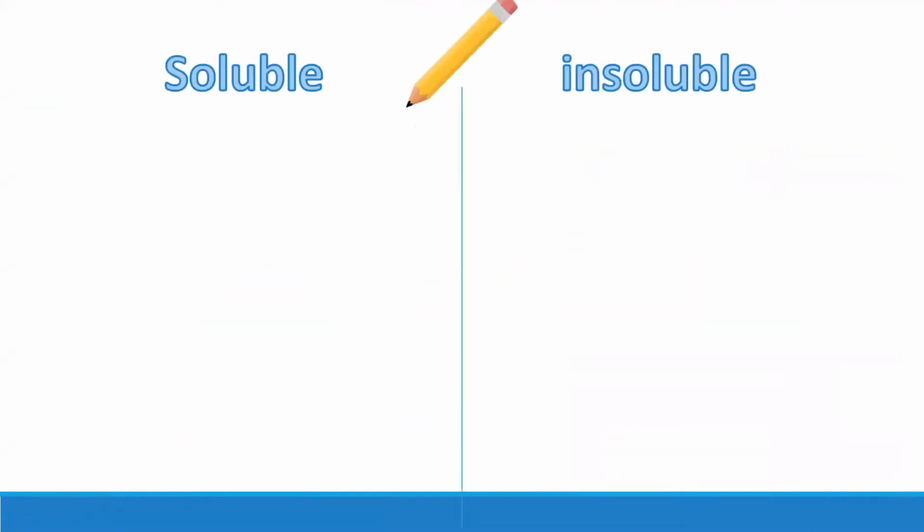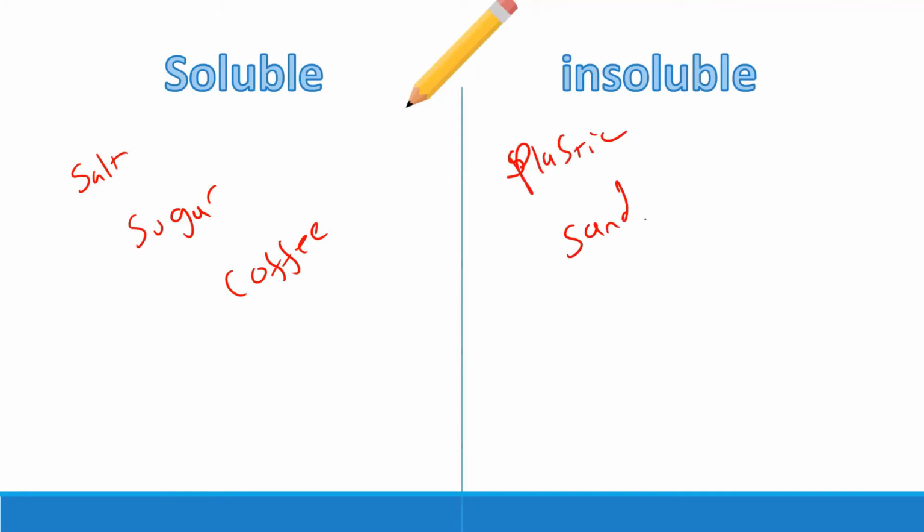Now, we then did a list of some things that we said were soluble, and then we did a different list of things that we said were insoluble. So like plastic, sand, glass, whatever. And we had wood, stone. We made a big list of the two of those things, and I asked you guys to write down 5 things.